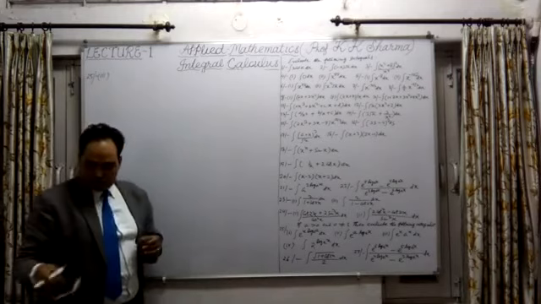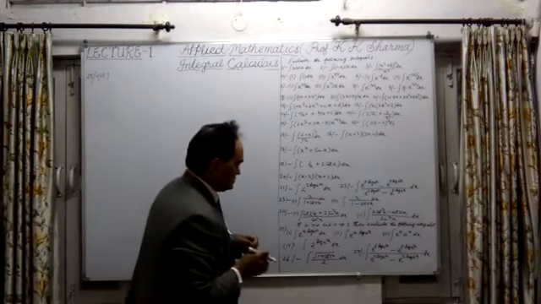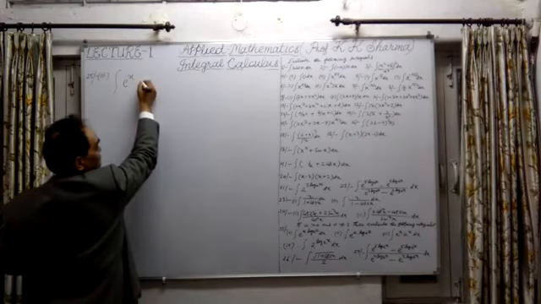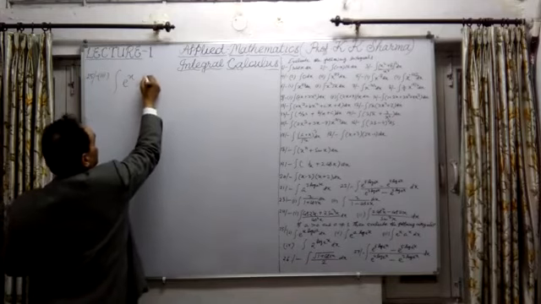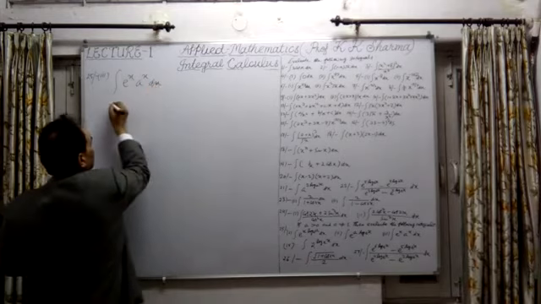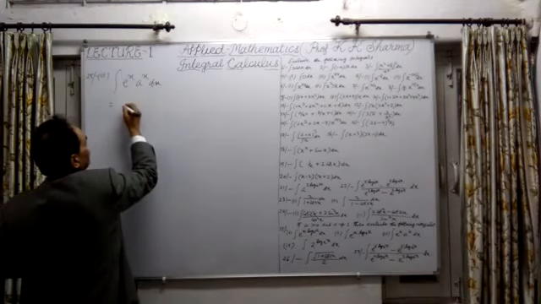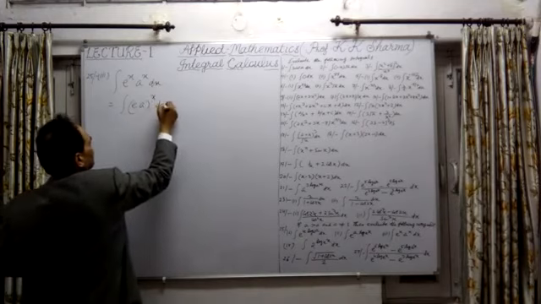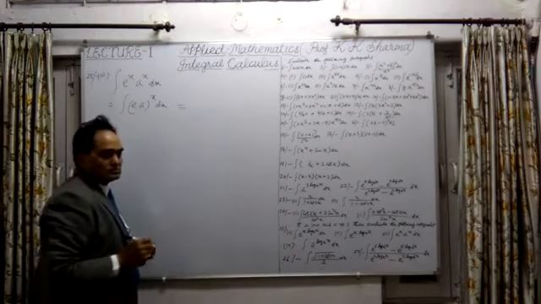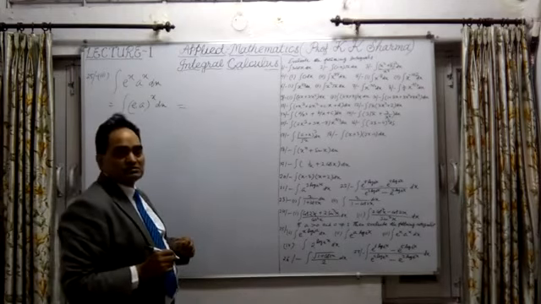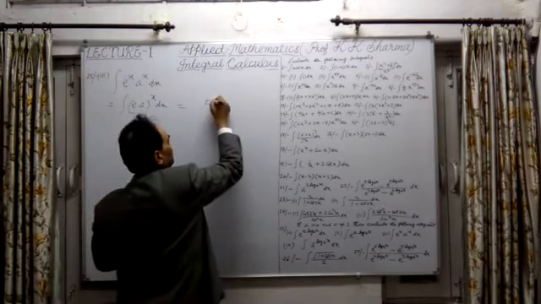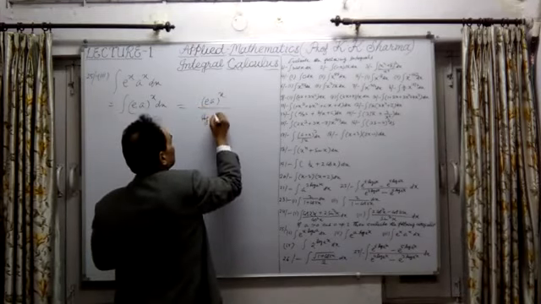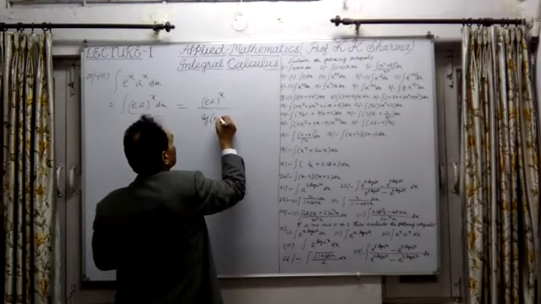What does it say? Part third says the integration of e raised to the power x into e raised to the power x, into dx. Now they have the same powers, so it can be written as (e into a) whole power x into dx. Now what is the integration of this? The same thing: (ea) whole power x divided by log of ea.